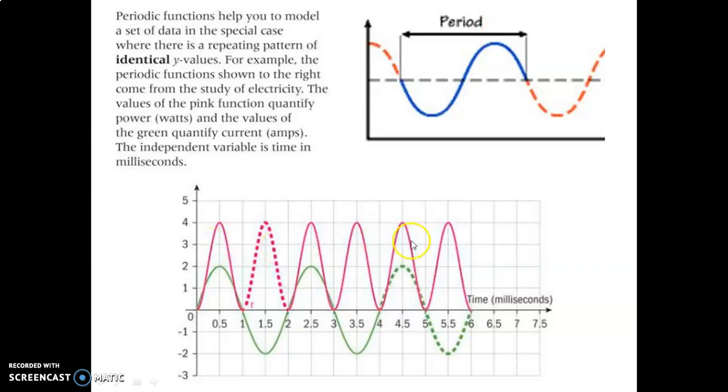So look at this diagram here. On the diagram down here, these are measures of waves in electricity. The pink waves measure watts, and the green waves measure current in amps. So tell me, what is the period of the pink waves?